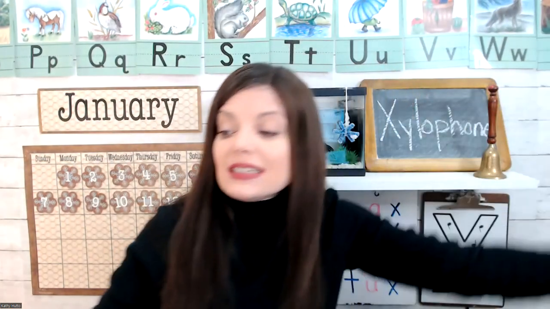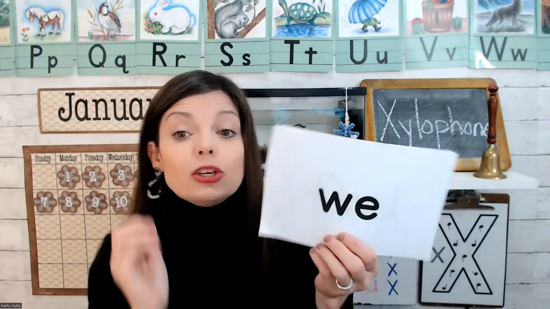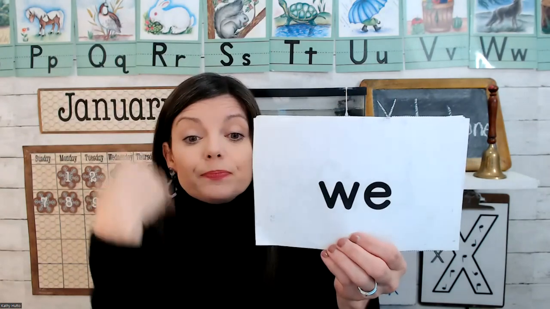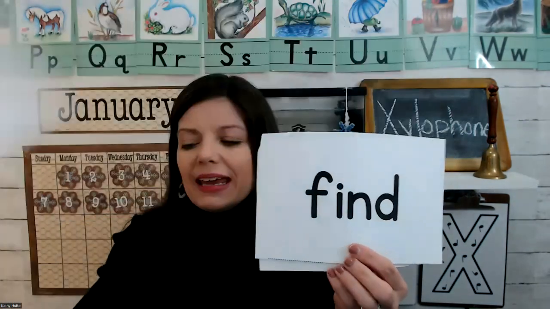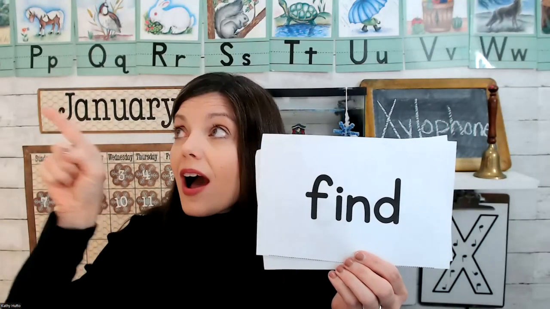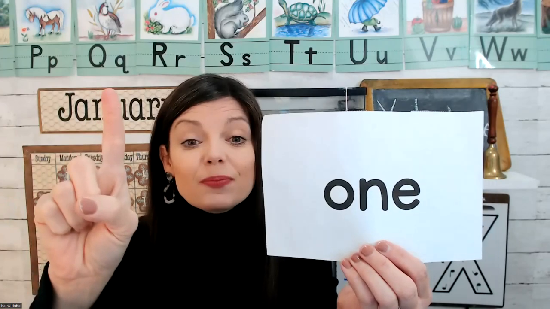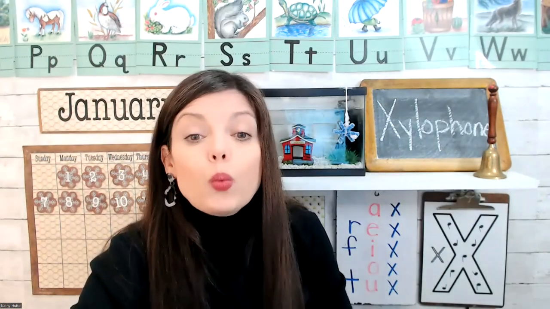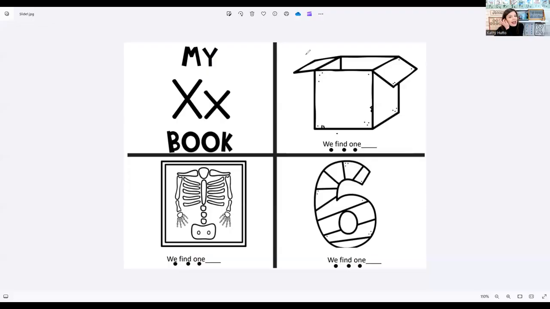And now it's time for sight words. This whole week, we've been working on three sight words. Can you remember what this word is? We, you and me. We. What's this word? Find. And what's this word? One. We find one.